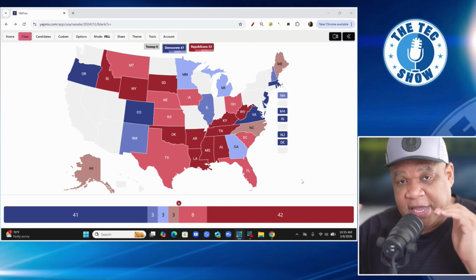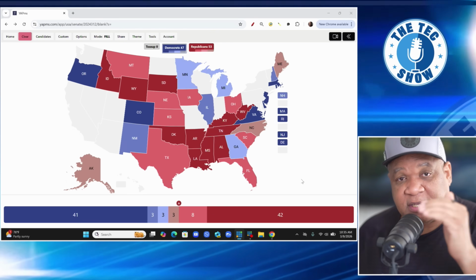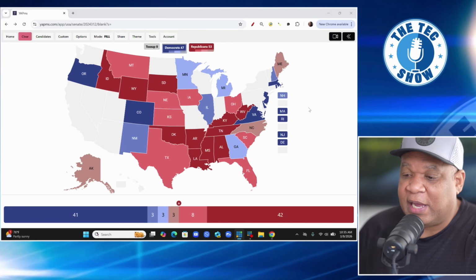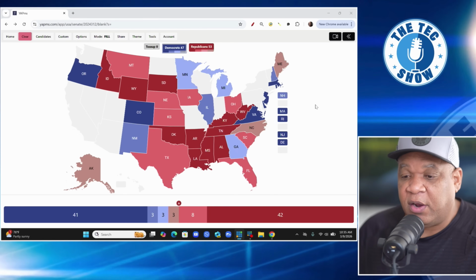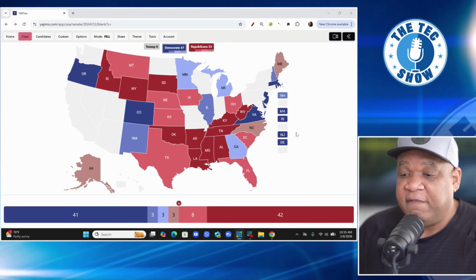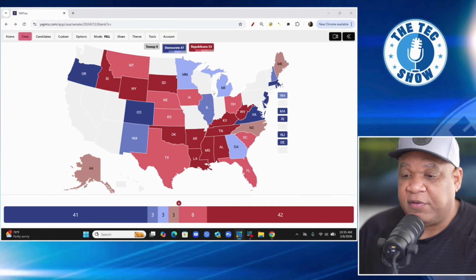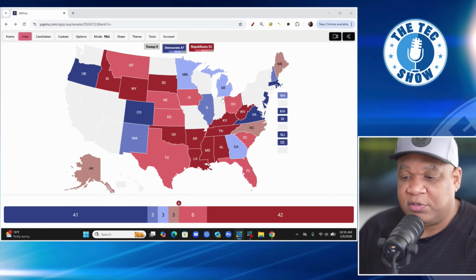We can't just have a 50-50 Senate because the vice president comes in and breaks the tie. So Democrats need to net 4 seats. So not only do they need to net 4 seats, they need to maintain the seats that they have. And we do have some races that are pretty close.